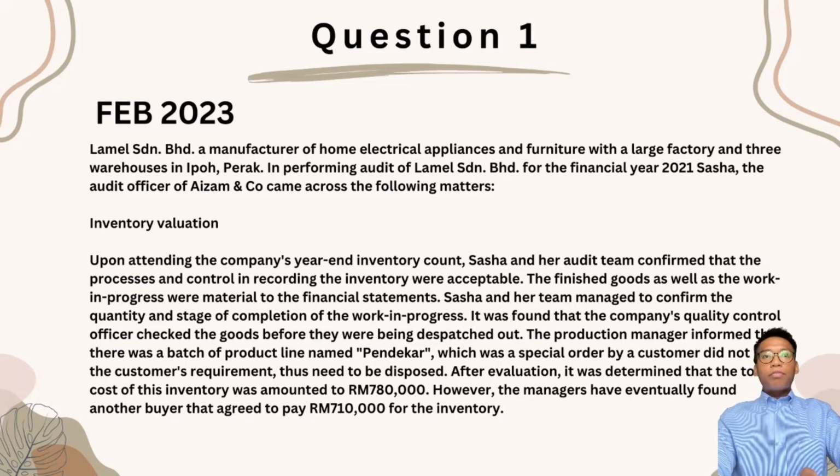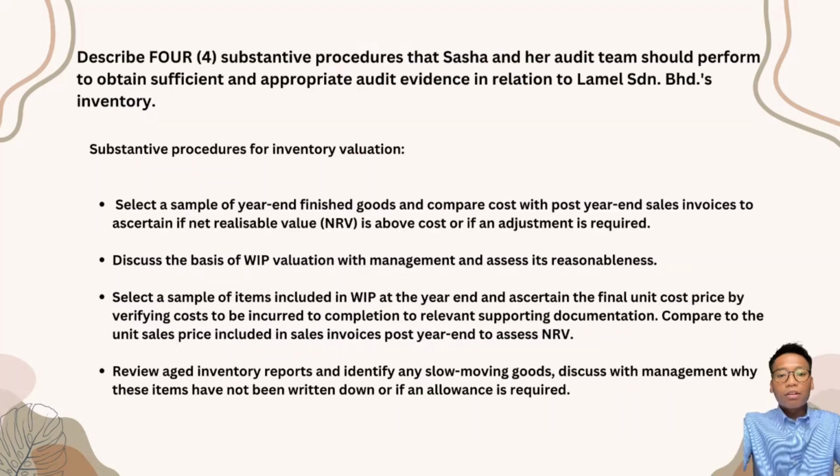The production manager informed that there was a batch of a product line named Pendeka, which was a special order by a customer, that did not meet the customer's requirement, thus needed to be disposed. After evaluation, it was determined that the total cost of this inventory amounted to RM780,000. However, the managers eventually found another buyer that agreed to pay 710,000 for the inventory. The question asks us to describe 4 substantive procedures that Sasha and her audit team should perform to obtain sufficient and appropriate audit evidence in relation to Amira Sundian Berhad's inventory.